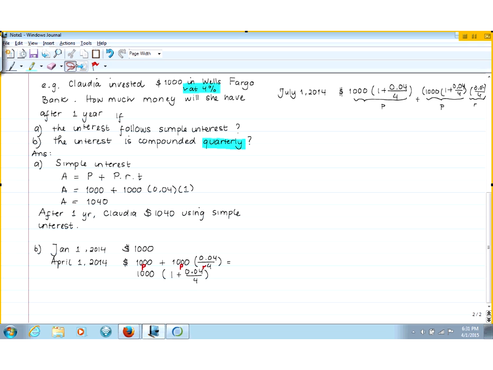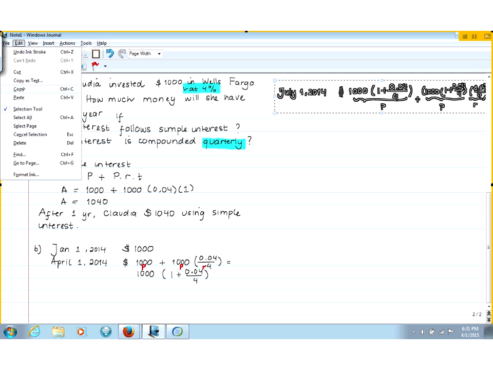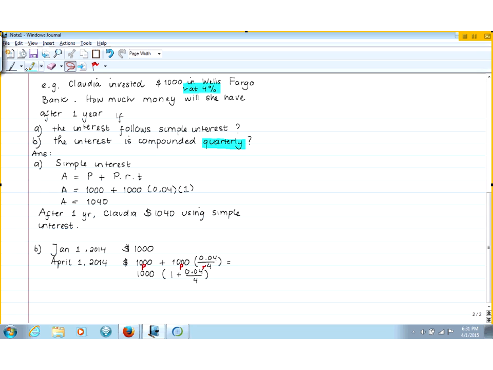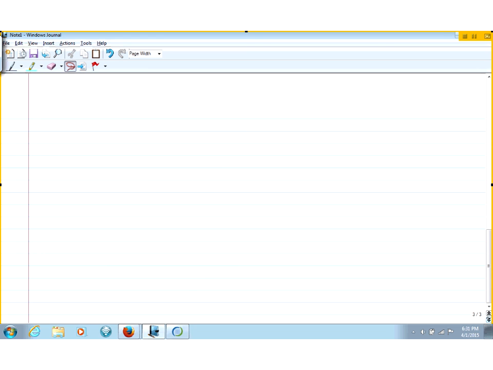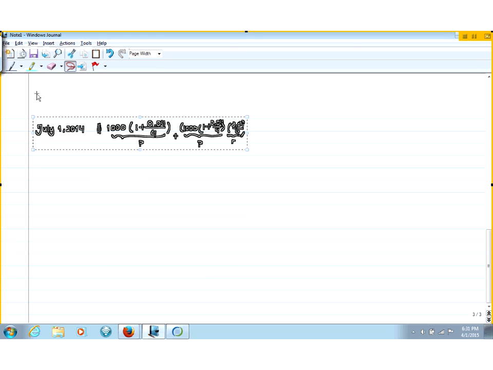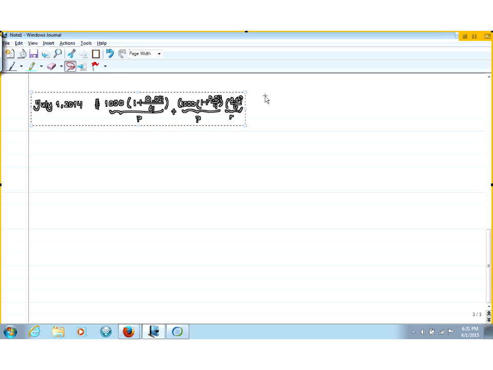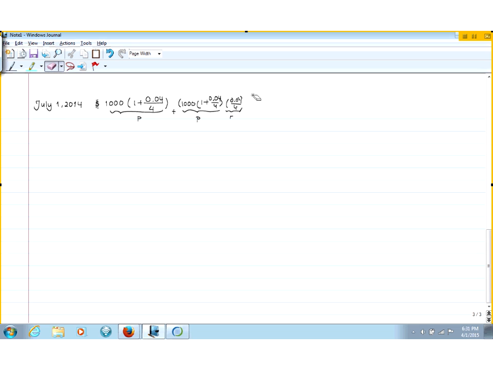Okay, I'm running out of space here. I think I had better use a different page. So let me copy this, and then use a different page. So edit, cut. So I'm going to use a different page so it's clearer.